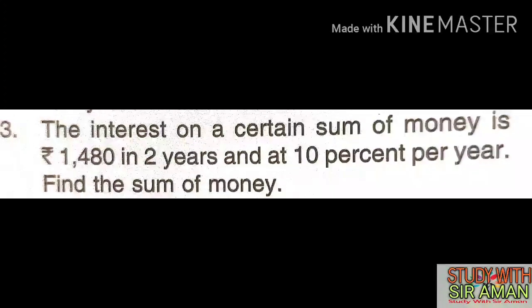Next question, number 3. The interest on a certain sum of money is 1480. So 1480 is the interest. 2 years is what? Time. 10% is what? Rate. What do you need? Find the sum. What I have told you, sum means principal. Sum means principal. Okay, what is the formula?